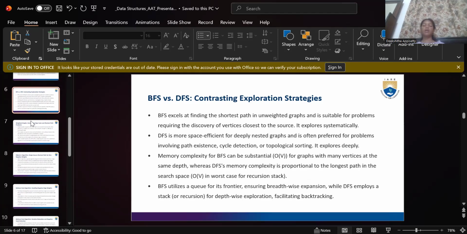DFS versus BFS. BFS excels at finding the shortest path in an unweighted graph and is suitable for problems requiring the discovery of vertices closer to the source. It explores systematically. DFS is space efficient for deeply nested graphs and is often preferred for problems involving path existence, cycle detection, or topological sorting. It explores deeply.